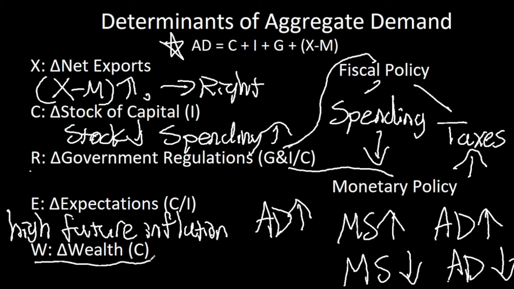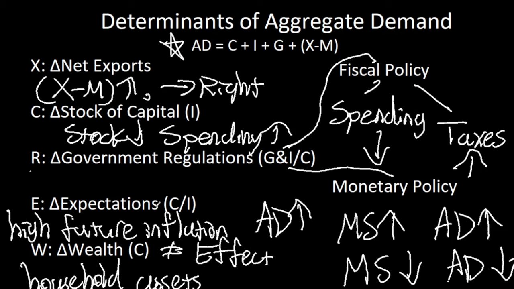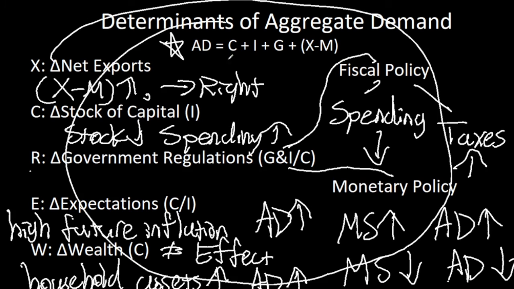So finally, we have a change in wealth, which strongly relates to consumer spending. Notice this is different from the wealth effect. This mostly concerns the real value of household assets. And basically what it revolves around is consumers will spend more if their household assets are worth more, since essentially they have more wealth. And so if household assets go up, then aggregate demand will also go up. If their assets go down, then aggregate demand will go down with it. So those are essentially all the determinants of aggregate demand.